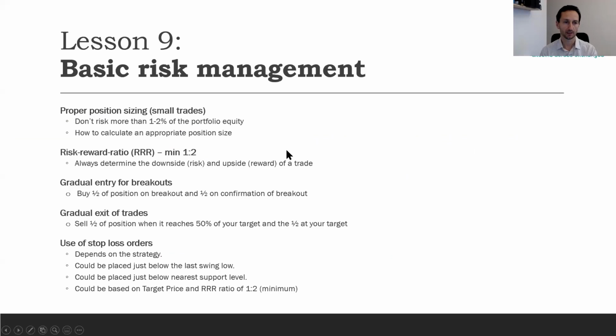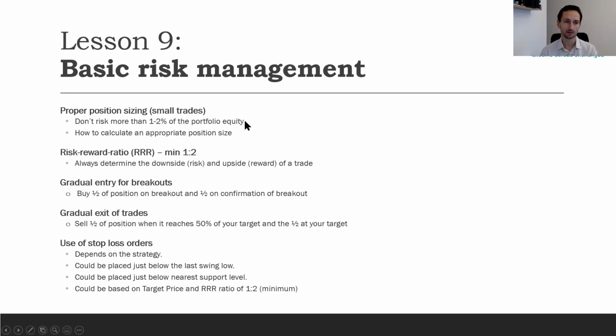Here are the big important things. One is proper position sizing. You ideally really want to do small trades, like I said, to keep you in the game if there's a downturn like today, if there's a prolonged downturn, and to keep you around in the game when the market turns around, right? You don't want to blow your entire portfolio within a few weeks.